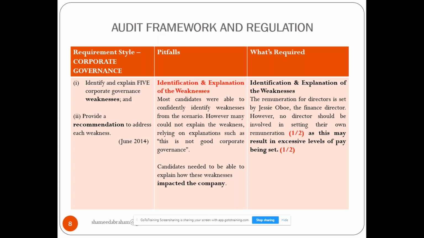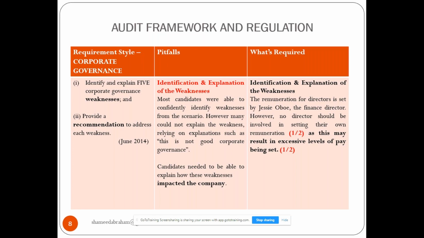An explanation of a weakness is, how does it affect the business? On the right hand side, I have an example. If the scenario says that the remuneration for directors is set by the finance director, good. If you say that no director should be involved in setting their remuneration, you have identified a weakness, but you have not explained the implication of the finance director setting remuneration. The implication is that it could result in excessive levels of pay being set. It could result in financial losses for the business. It could result in abuse of power in terms of setting remuneration.